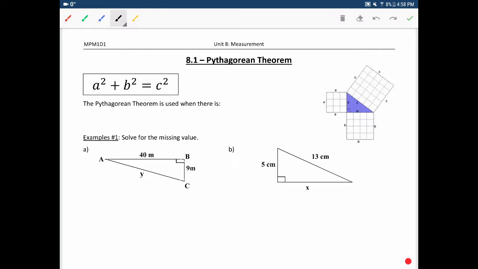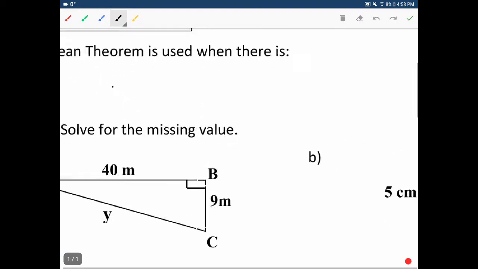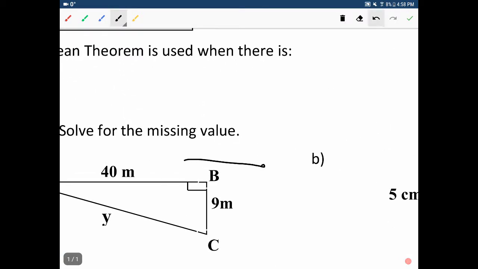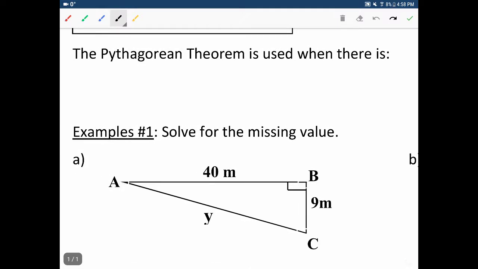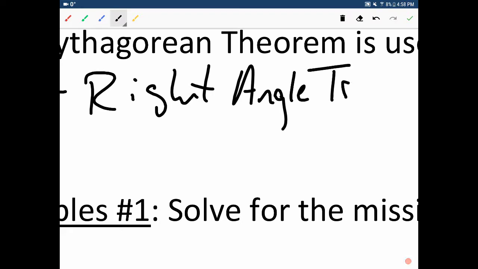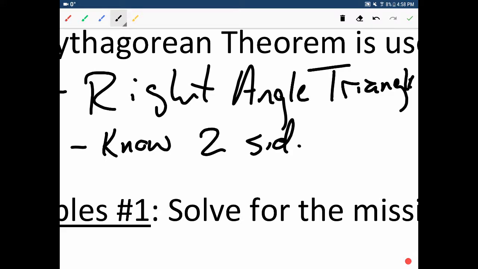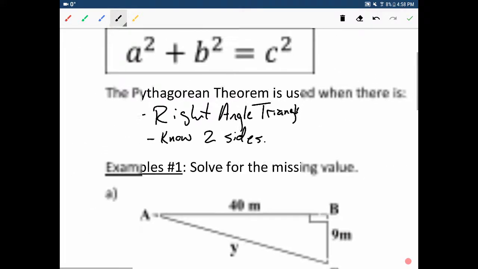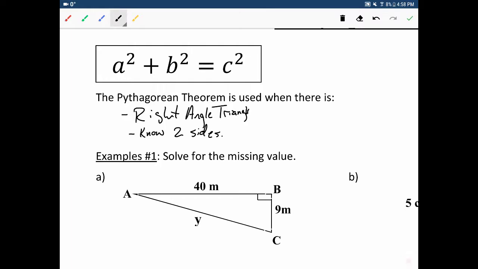So first of all, the Pythagorean theorem is used when there is a right-angled triangle. We also must know two sides, and of course we will use it in order to find the third side.